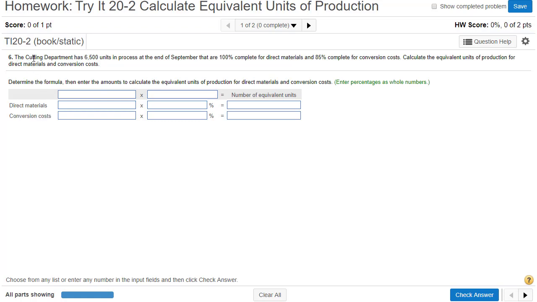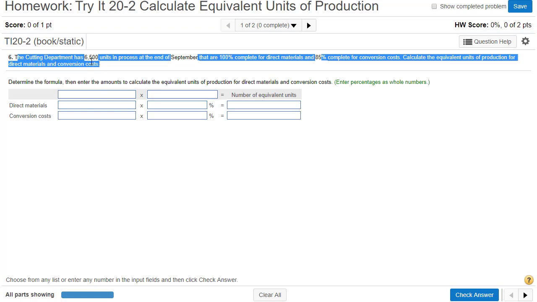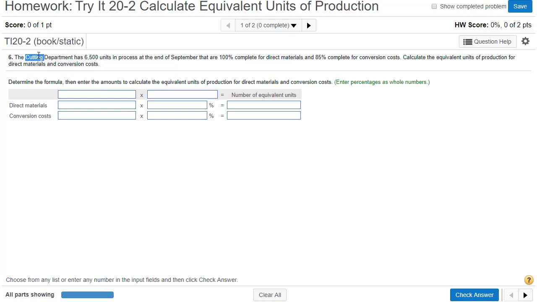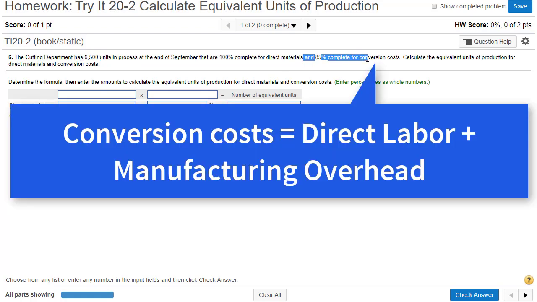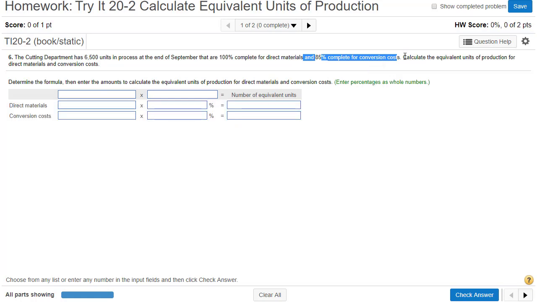So back to this homework assignment. The cutting department has 6,500 units in process at the end of September. Okay, units in process, that means they're the ending balance. And they're 100% complete for direct materials. So all the direct materials in this cutting department have already been applied to these 6,500 units. But for conversion costs, they're only 85% complete. So what we need to do is calculate the equivalent units of production for direct materials and conversion costs. So now we're on this part.